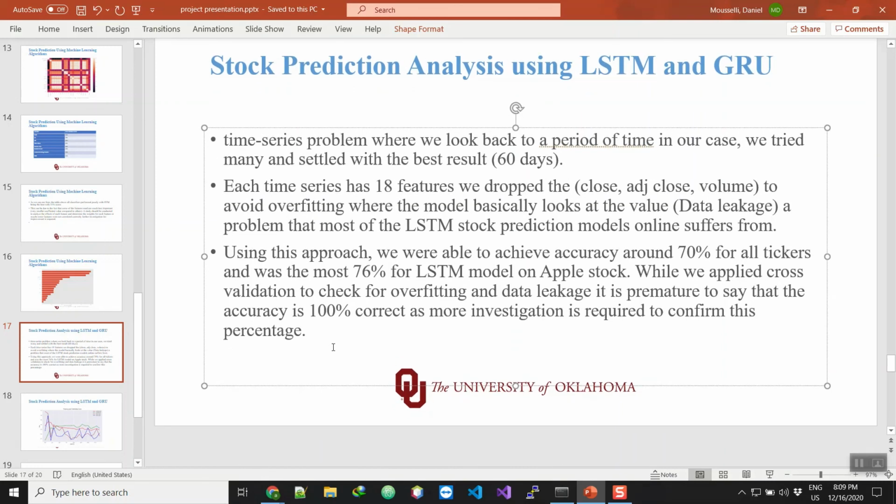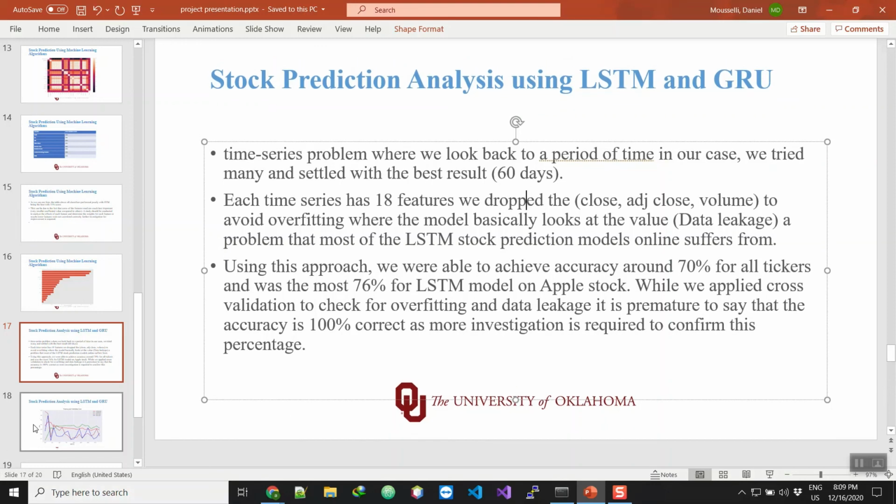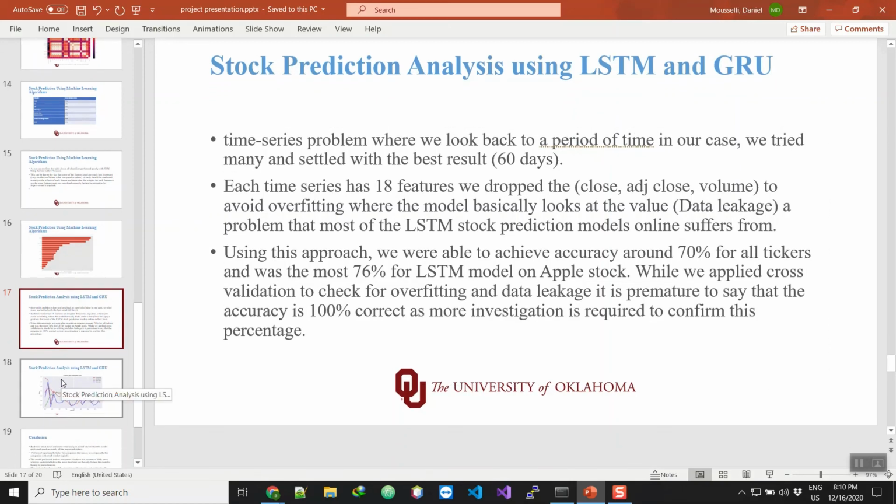As I said, it's premature to say that this 76% is valid or 100% accurate. Maybe I made some mistakes in the modeling as well. Maybe I shouldn't have included some of the features I included, which may cause data leakage or overfitting. But the results that we got were pretty near the probabilistic modeling, the Bayesian model that my team member Afifi used.